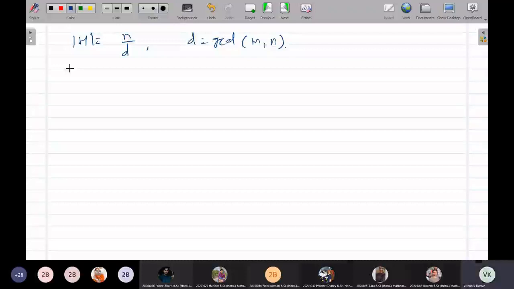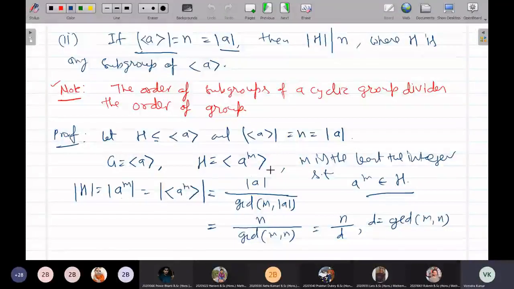And clearly n by d divides n. Okay, fine. Are you getting what we were supposed to prove? We were supposed to prove that if H is a subgroup of a cyclic group, then its order should divide the order of the group, or of the element by which the group is generated.